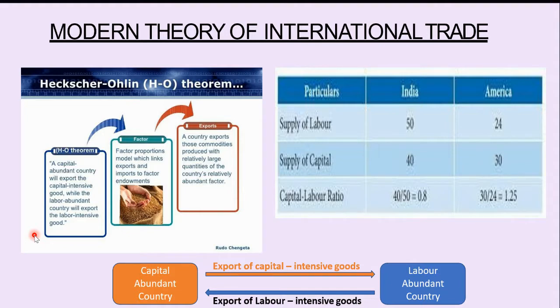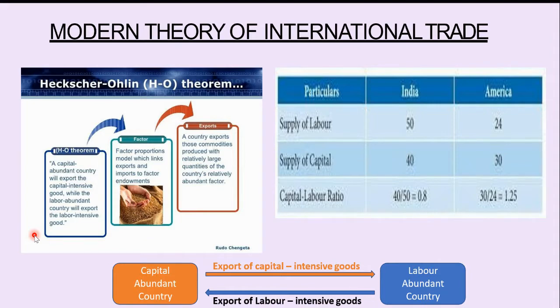First we had the Adam Smith theory. Then Adam Smith's theory was further developed by Ricardo and named the comparative cost advantage theory. The modern theory was based on the Ricardian theory of international trade.